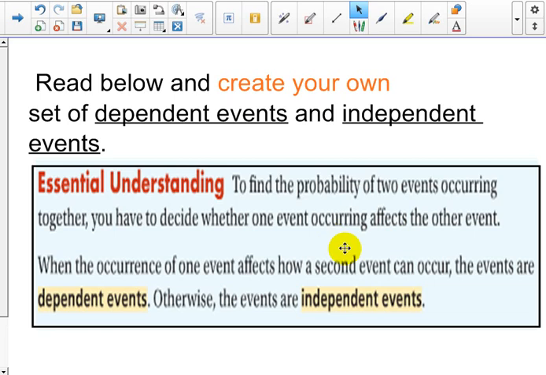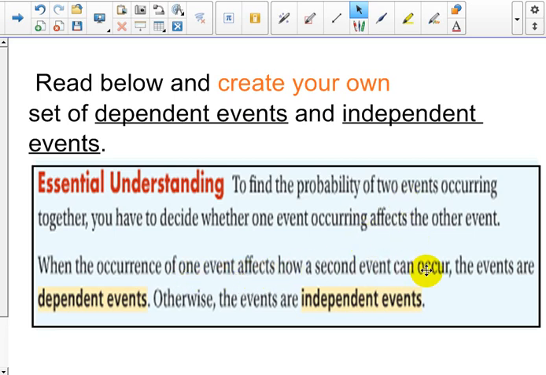Our essential understanding is to find the probability of 2 events occurring together. You have to decide whether one event occurring affects the other event. So does one thing affect the other thing? Or does drawing one thing out of a bag affect what we're going to draw out of the rest of the bag? Wake up.